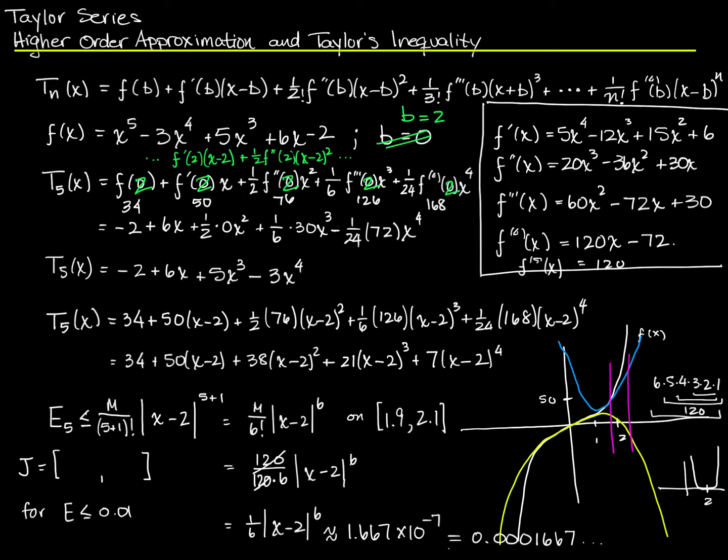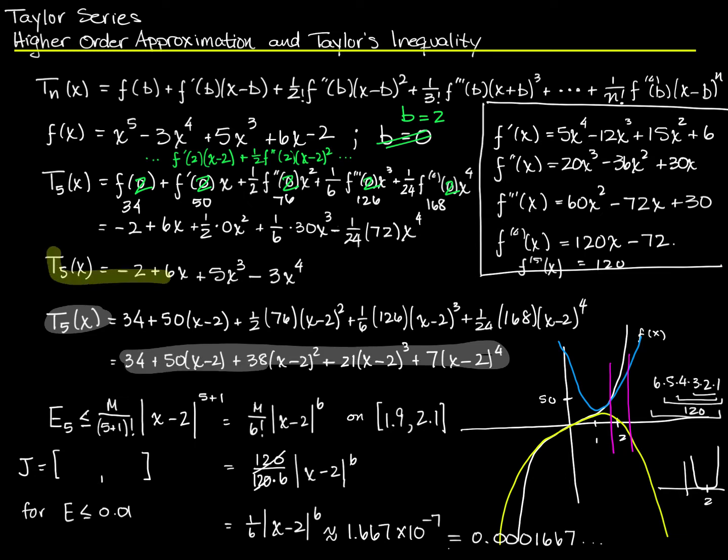Something I haven't mentioned before now, although your textbook or your course pack has, is that this Taylor polynomial that I have here, before I started changing it and making it based at 2, was based at 0. This is simply a special case of a Taylor polynomial. This T5 here was based at 2, and this one was based at 0.